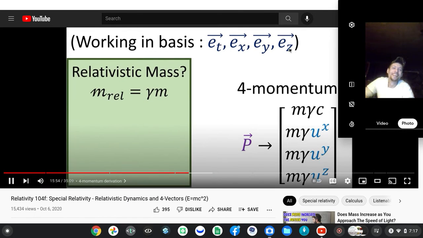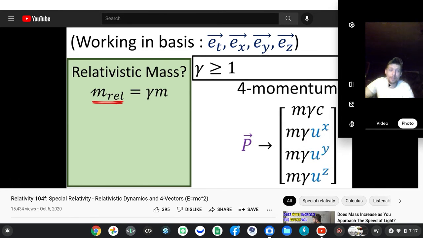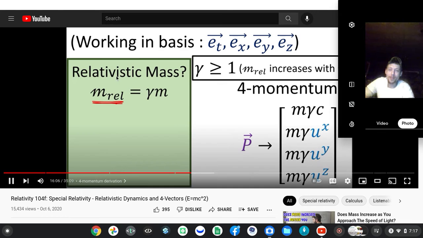Now, I will warn you that some textbooks use a definition called relativistic mass, which I've written as curly m, defined as gamma times the rest mass. Remember, since gamma is always greater than or equal to 1, this means that the relativistic mass will increase with velocity.